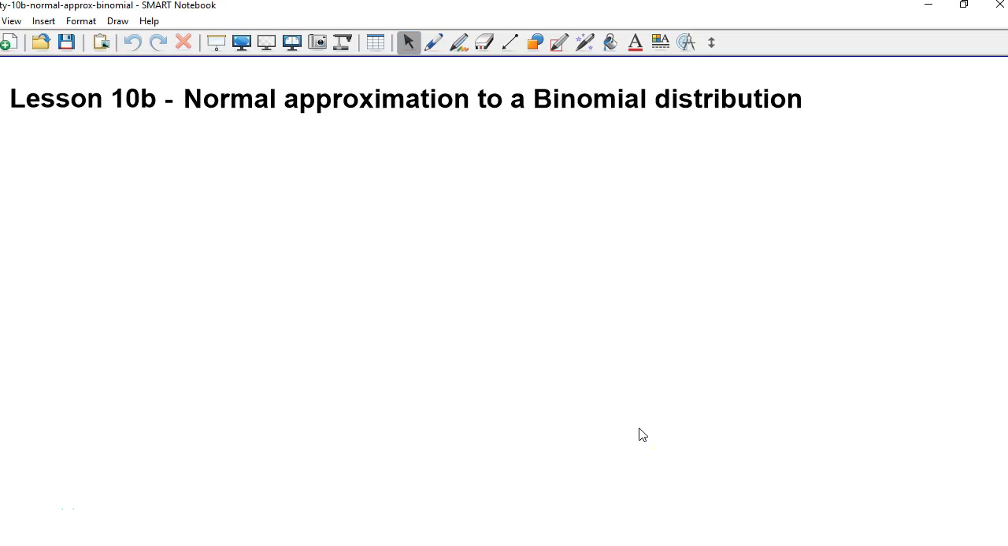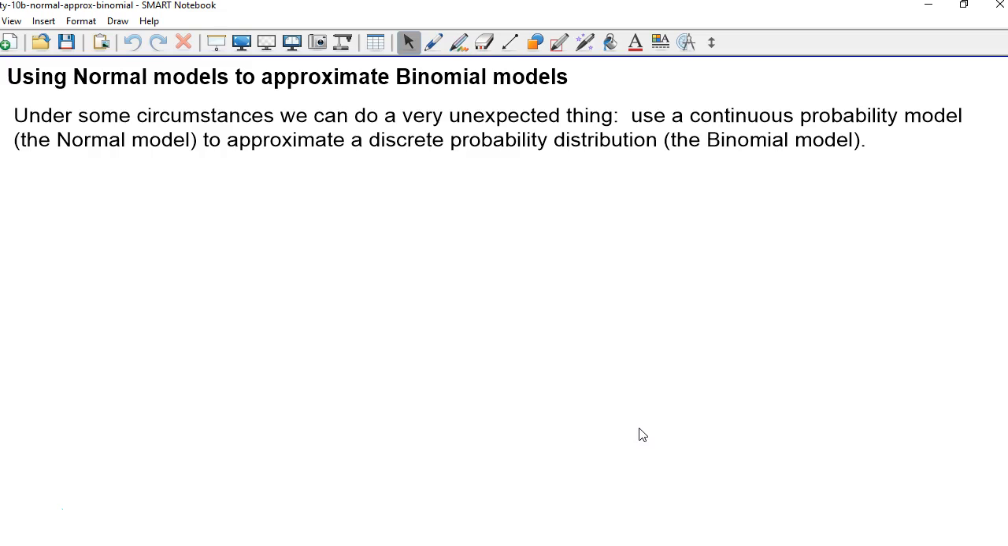Okay, here in Lesson 10b, we're going to talk about an unusual thing we can do with a normal curve. It only occurs in more advanced math classes like Honors Finite Math or AP Statistics, so we made this a separate video. Under some circumstances, we can do a very unexpected thing. We can use a continuous probability model, the normal model, to approximate a specific discrete probability distribution, the binomial model distribution.